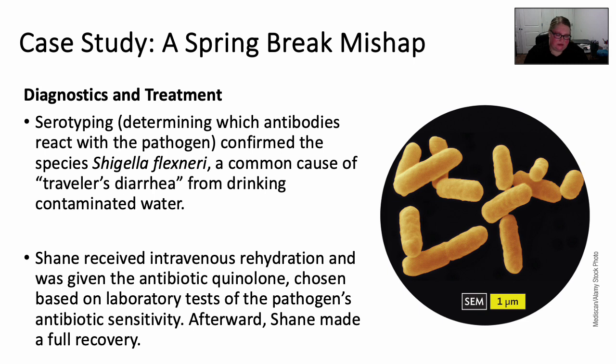So with the results of Shane's Hektoen agar plate, what they did is they took the bacteria and they did what is called serotyping with it. So they used different antibodies and reacted them with the pathogen to determine what specific strain of Shigella Shane had. So the serotyping confirmed that Shane has Shigella flexneri. So Shigella flexneri causes common traveler's diarrhea, so it causes dysentery from drinking contaminated water.